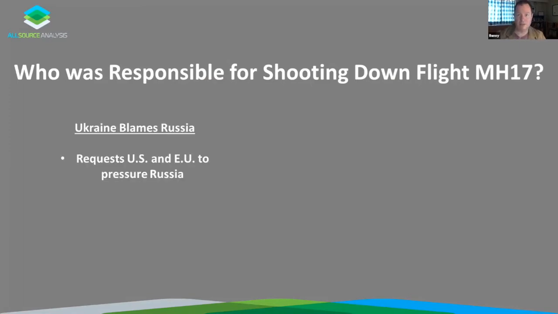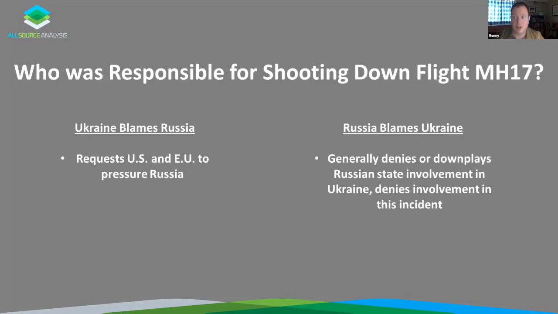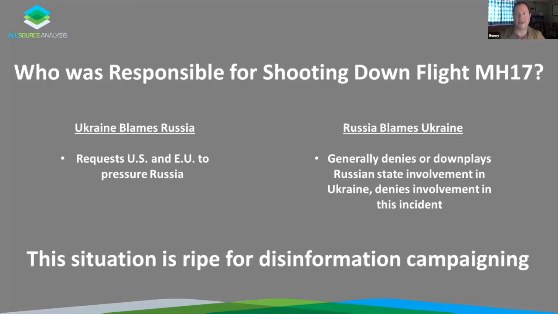Ukraine blamed Russia and requested the United States and the EU to pressure Russia. Russia blamed Ukraine. At first, as part of their general campaign of denying any military involvement in Ukraine, but then specifically denying involvement in this particular incident. So just to set the stage, this situation was ripe for disinformation campaigning. You've got a dispute, you've got interests on both sides blaming the other for a high-profile incident. So this was ripe for a state to come in and create disinformation campaigns about this.